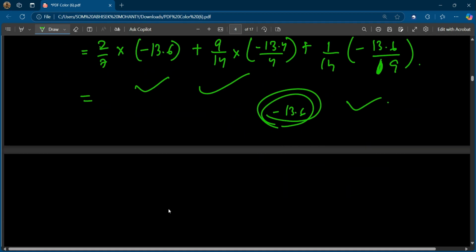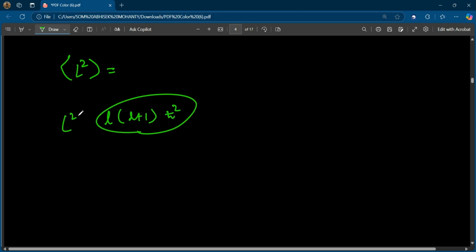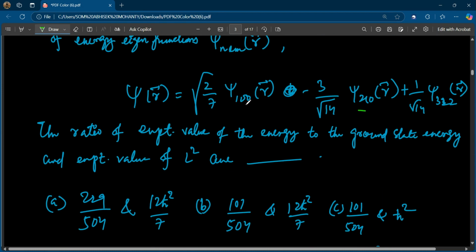The next part is the expectation value of L square. L square is l into l plus 1 h cut square, right? We will get all the values of l from this n l m. Here the l value is 0, so we write 2 by 7 into 0 plus 9 by 14 into l into l plus 1, so 1 into 1 plus 1, that is 2.